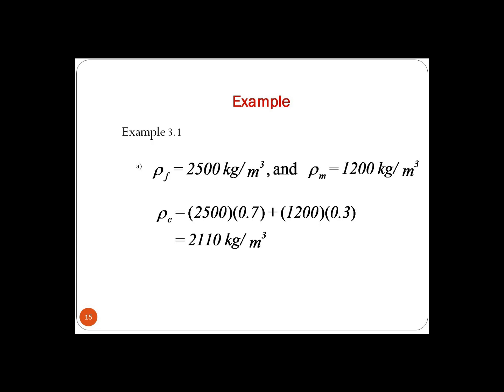Now, I would like to ask one question to you. How will we calculate this rho f and rho m? I am giving you one clue that we can calculate this from Table 2.1 or 2.2.